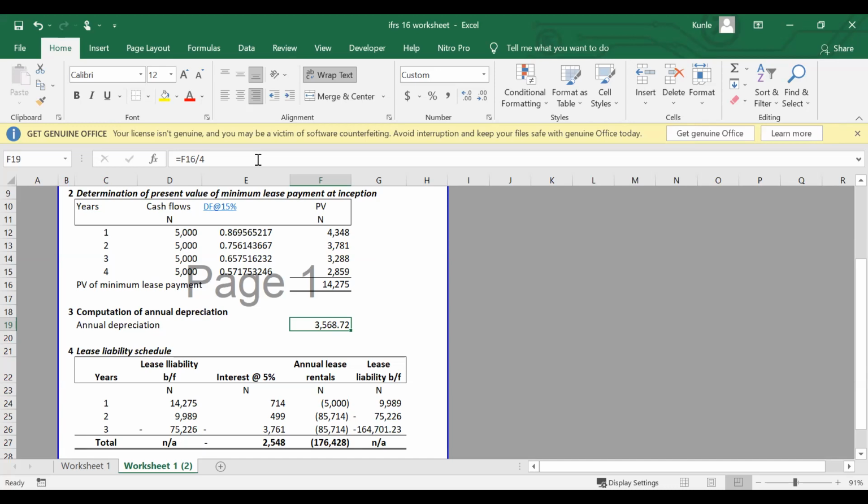With how much? 14,275. Is that clear? Then the next one is now to depreciate the assets. Depreciation every year. You will now debit P or L with what? Depreciation of leased assets, and credit the leased assets with 3,568.7.